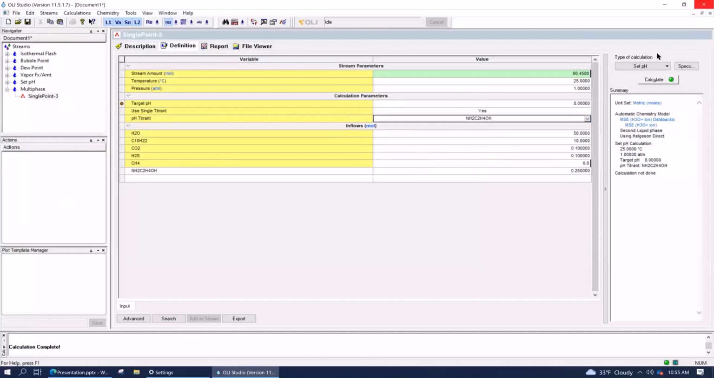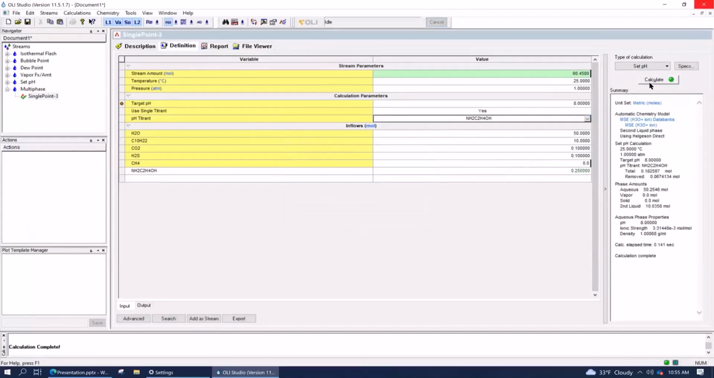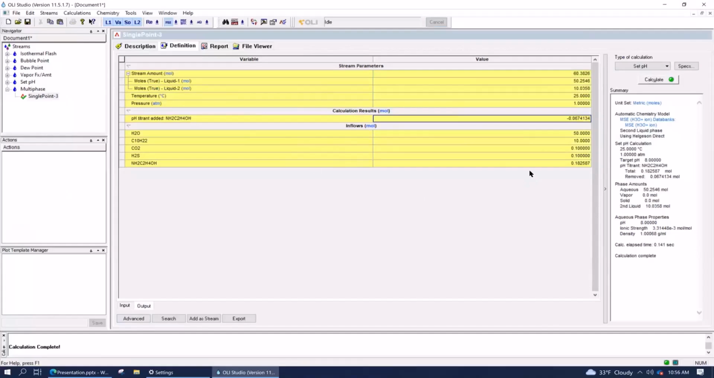So we changed the calculation type from isothermal to set pH, set the target pH to 8, changed the titrant option so that we're using a single titrant, and then changed the base to be the MEA instead of the caustic or the HCl, and then pressed calculate. Now what I want you to do is go to the output tab down here. Click on the output tab so you can see more clearly what the software did.